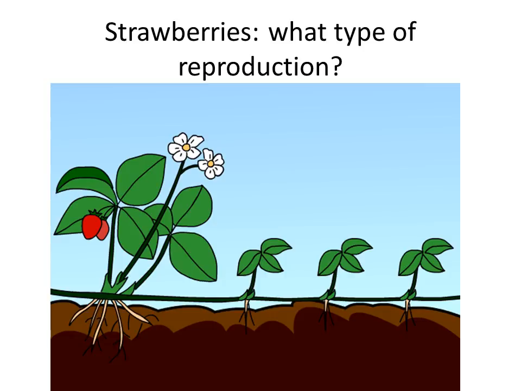What type of reproduction is shown here? In strawberries, strawberries send out runners that grow under the soil, and the new plants will sprout up through the soil. Each of the plants has the exact same genetic information as the parent plant. So this is asexual reproduction.